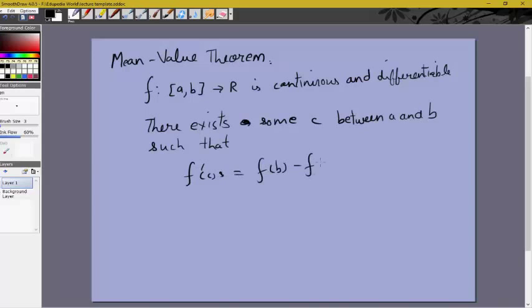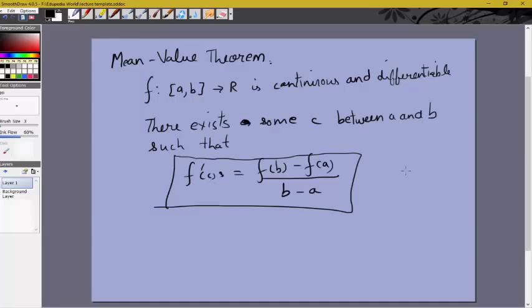As if this is a and let's say this is b, no matter how you go, there will always be some point which has the slope the same as the line joining a and b. And you can see if f(a) is equal to f(b), then the RHS is 0 and we have some point c such that f'(c) is 0. So Rolle's theorem is actually a special case of this mean value theorem.